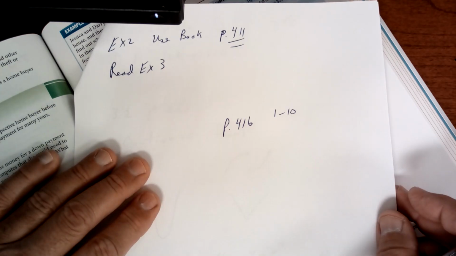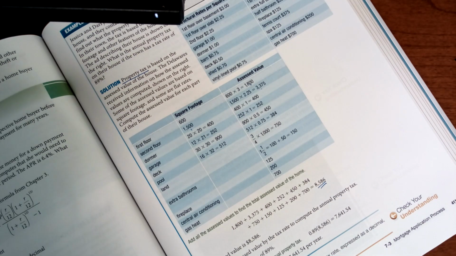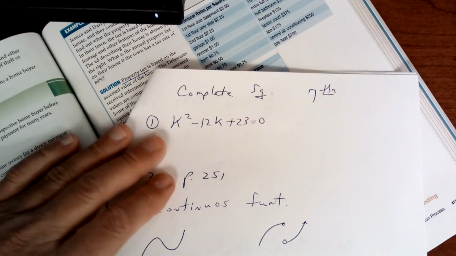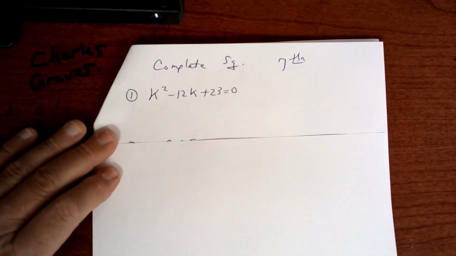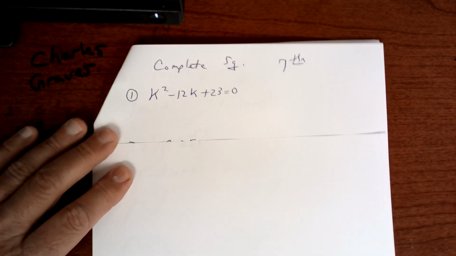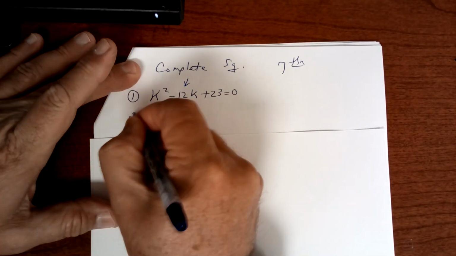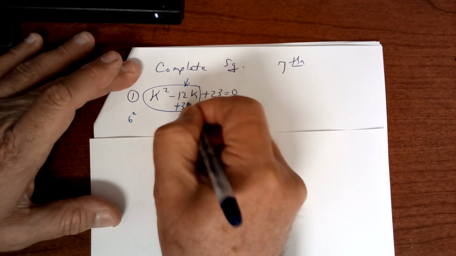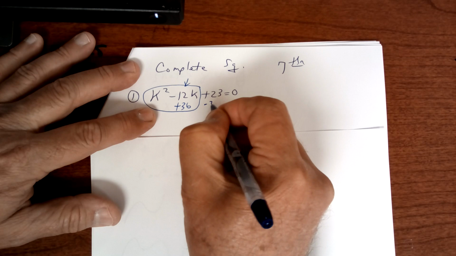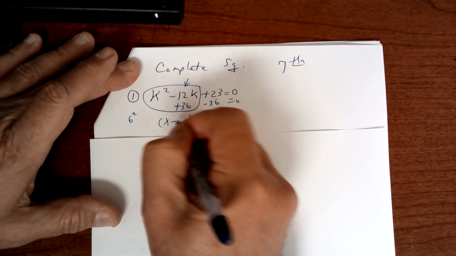There it is. Let's turn our attention now to seventh period. Okay, so complete the square. All right, so to complete the square, you're going to take half of this, which is 6, and 6 squared is 36. So you're going to take that, you're going to add 36, but at the same time, you're going to subtract 36 to keep it equal. This becomes a perfect square, so it's x minus 6 quantity squared.